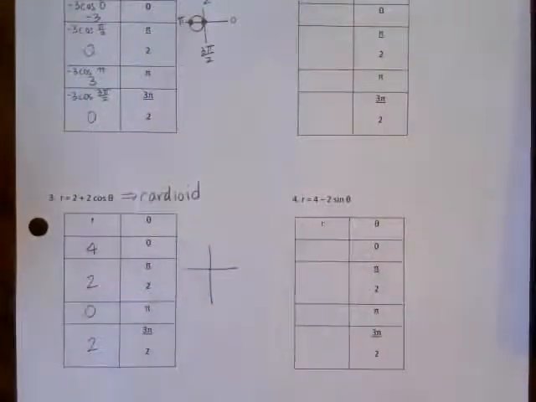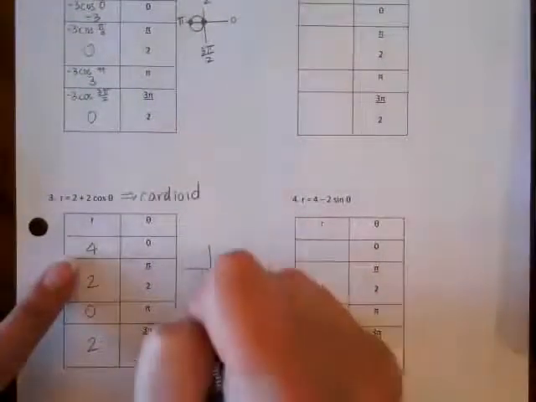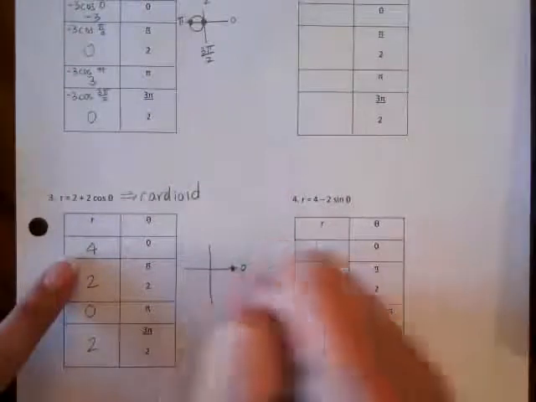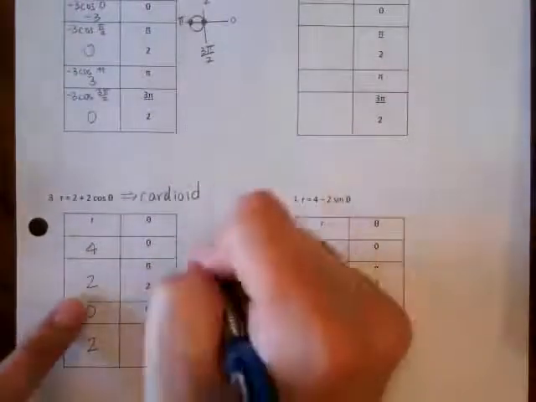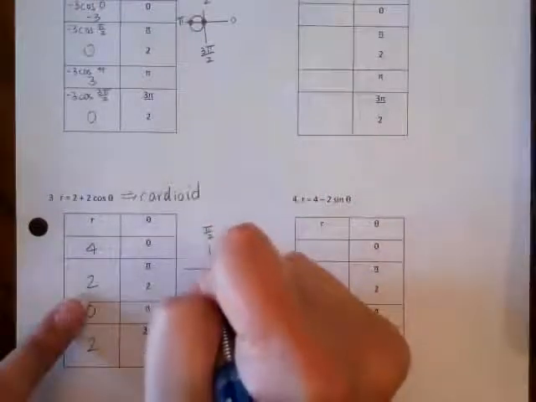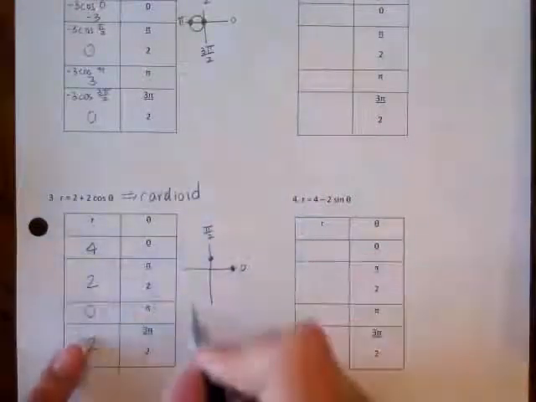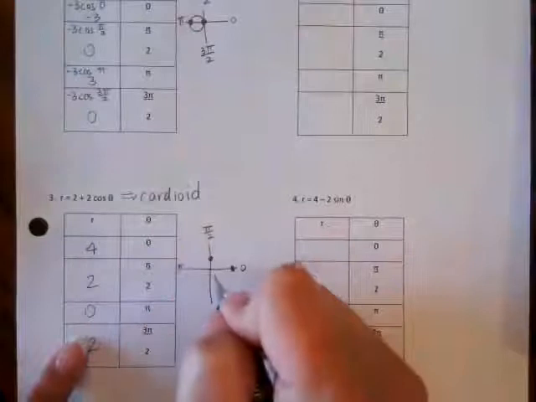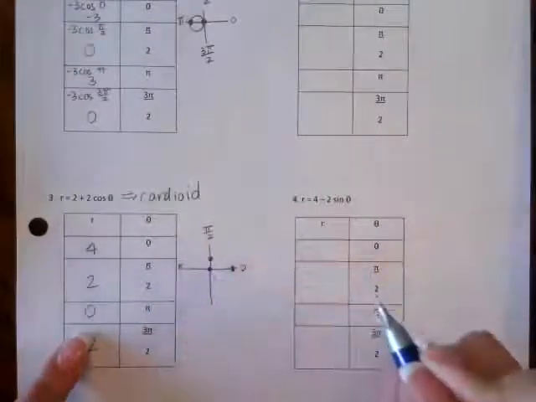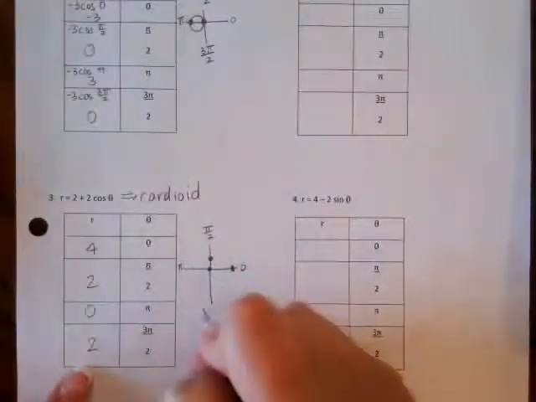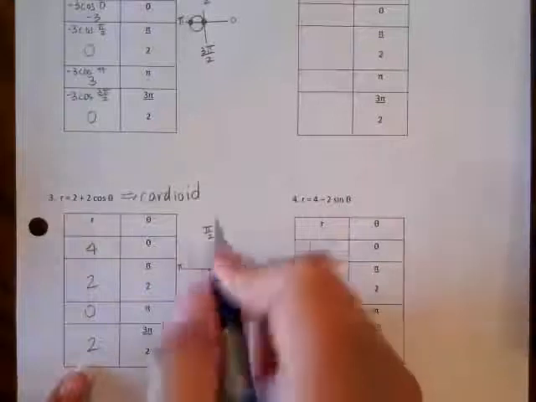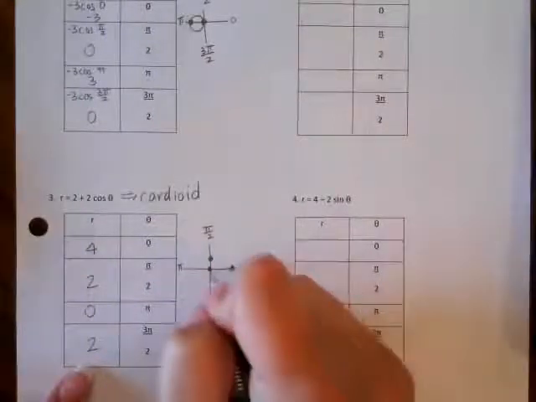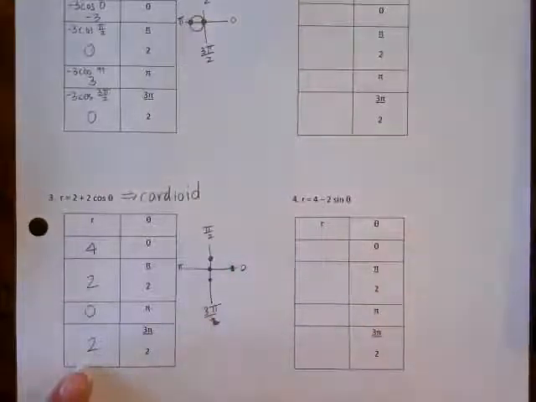Now when I graph, this is 0. I'm going to go out 4 units, and so there it is. At pi over 2, which is this one, I go 2 units, and there it is. At pi, it says I go 0 units, which is this one. And at 3 pi over 2 here, it is 2 units. So I would go 2 units there.